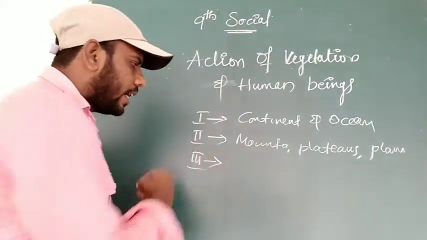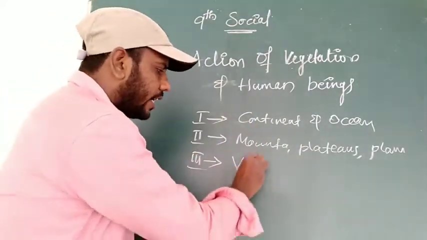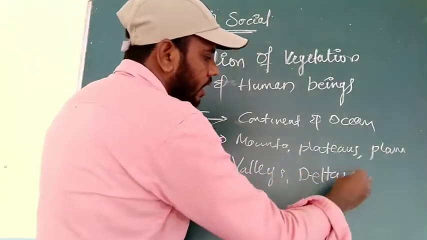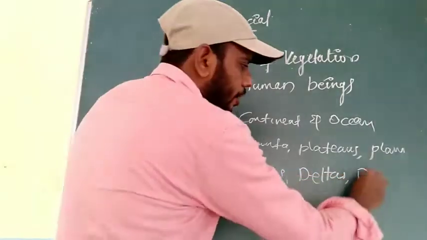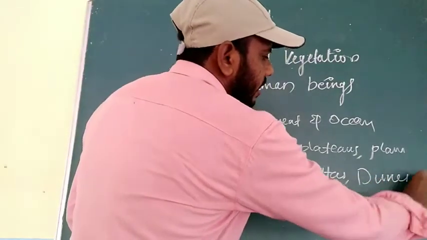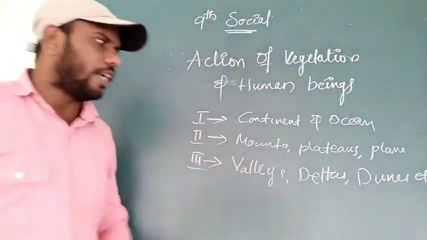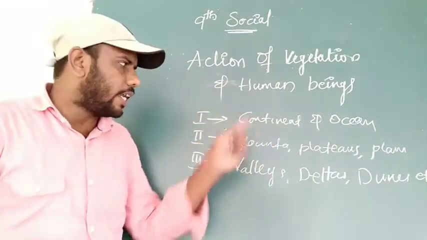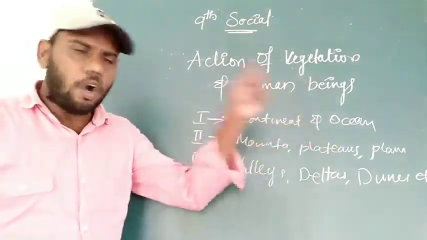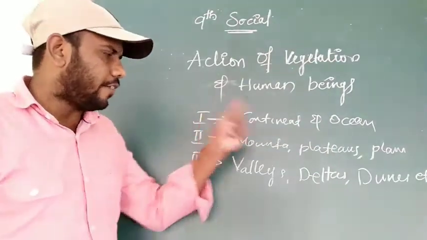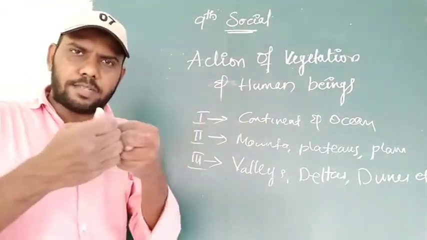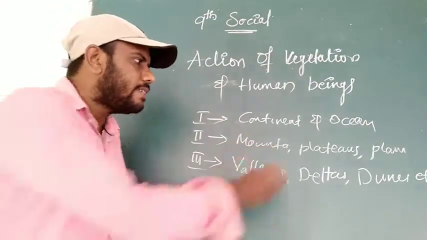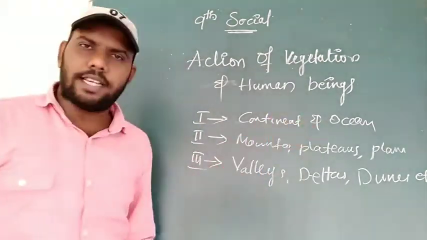And the third order landforms, we studied the valleys, deltas, and dunes, etc. These are the third order landform. First order landform is continent and ocean. That means the first forming on the earth are the continents and oceans. Got it, children? And from the continents we know the plates break and form mountains. That is the second order landform: mountains, plateaus, plains, etc.